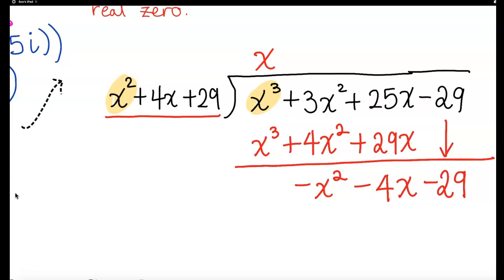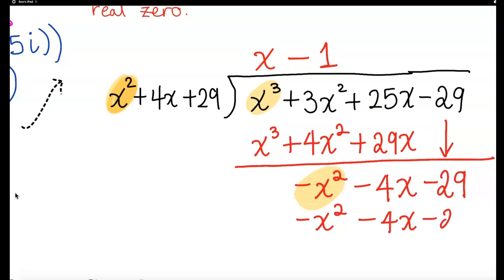Let's divide negative x squared by x squared. Okay? Well, that's going to be just negative 1, isn't it? If I divide negative x squared by x squared, that is just going to be negative 1. That's why I put the negative 1 up there. Now, I need to multiply all this trinomial by negative 1. Then I will get negative x squared minus 4x, lastly minus 29.